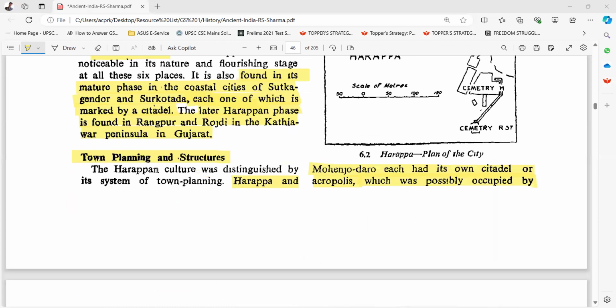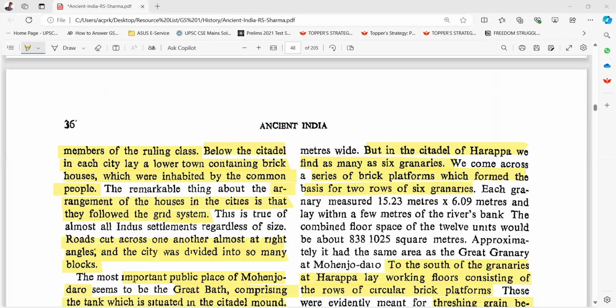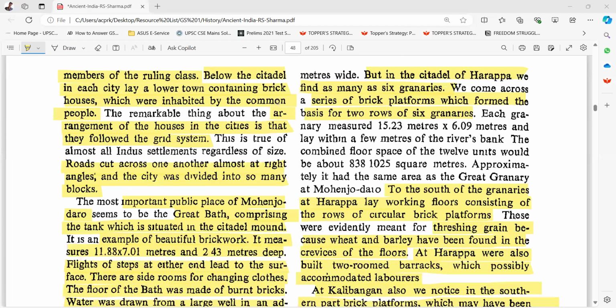Town planning and structures. The Harappan culture was distinguished by its system of town planning. Harappa and Mohenjo-daro each had its own citadel or acropolis, which was possibly occupied by members of the ruling class. Below the citadel in each city lay a lower town containing brick houses which were inhabited by the common people. The remarkable thing about the arrangement of the houses in the cities is that they followed the grid system. This is true of almost all Indus settlements, regardless of size. Roads cut across one another almost at right angles, and the city was divided into so many blocks.